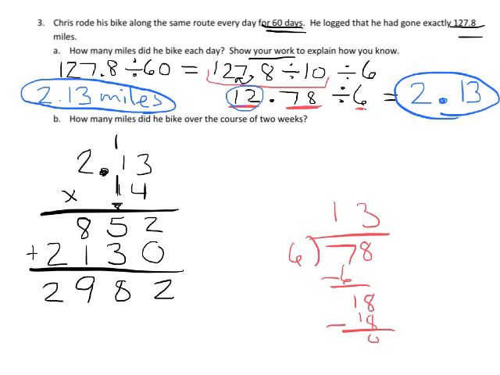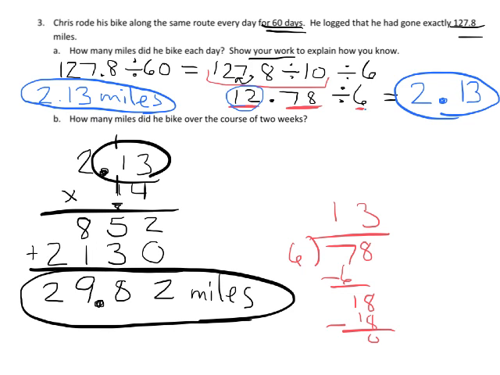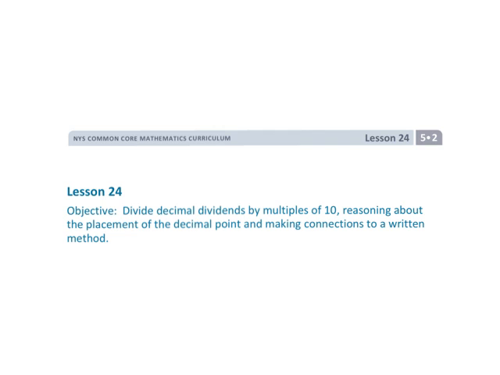And then we have a decimal here. So our answer is 29.82 miles in 2 weeks. That's how far he bikes in 2 weeks. So almost 30 miles. And that's Grade 5, Module 2, Lesson 24, where we are using number sense and reasoning to figure out where the decimal goes in our division problem.